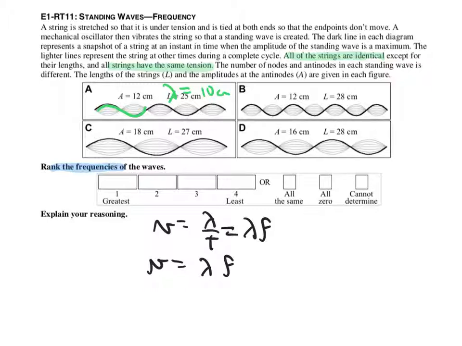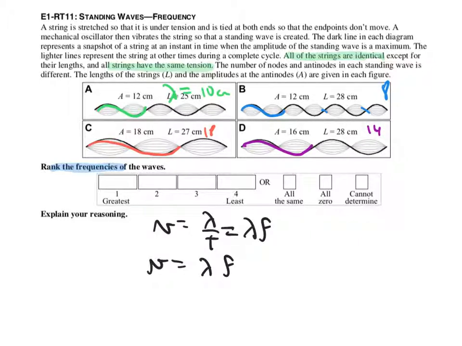And then here, this is 1, and we have 3.5 in 28 centimeters. So our lambda is 28 over 3.5, which is 8. And then here we have 1.5 in 27. So 27 over 1.5, there's 18 centimeters per. And then finally here we have 2 of them in 28, so that's 14.